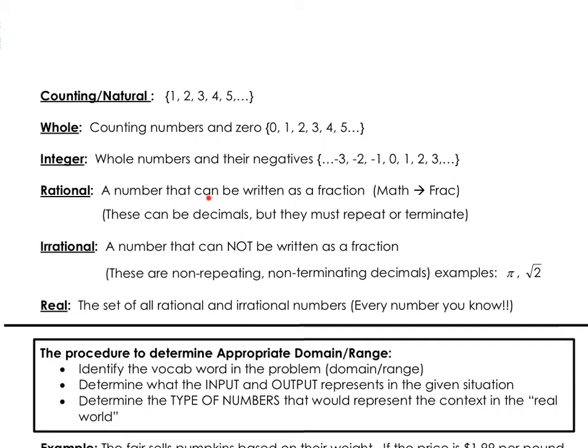Rational numbers are numbers that can be written as a fraction. It's very important. So whatever the answer is, if we can hit math frac and it comes back as a fraction, then it's rational. These can be decimals, but they must repeat or terminate.